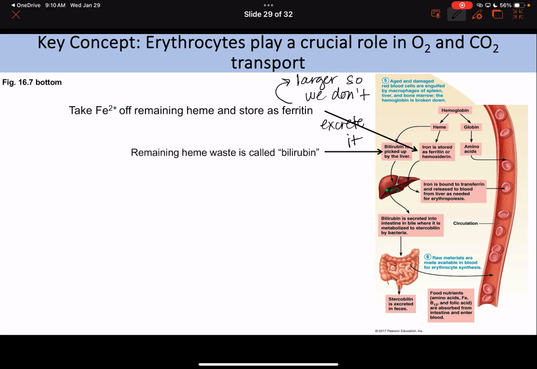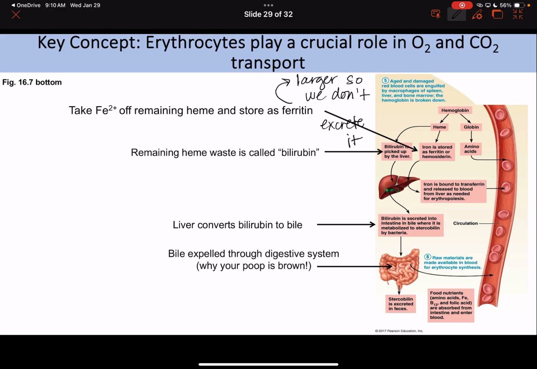And then the remaining heme after we take the iron off is called bilirubin. That bilirubin is processed by our liver and we convert that bilirubin into bile. And then our bile is expelled through our digestive system, and it's actually the bile that makes our feces the brown color that it is.